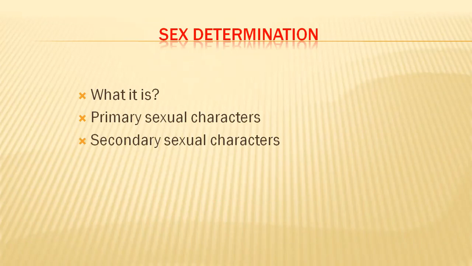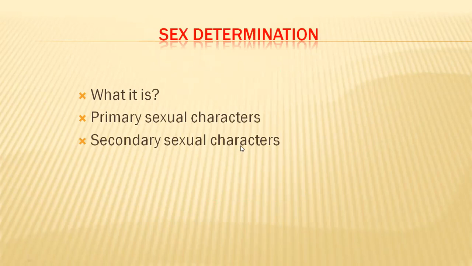In the case of human beings, we have two types of sexual characters: primary sexual characters and secondary sexual characters. We can see these two types of characters to determine the sex of the organism in many higher level animals, especially birds and mammals.